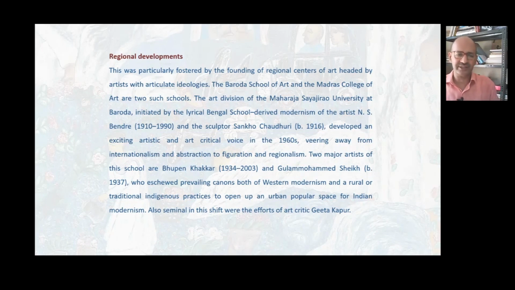Now, two major artists of this school are Bhupen Khakhar and Ghulam Mohammed Sheikh, whose artworks we are going to look at in our next lecture, that is the 15th lecture. I am just giving an introduction to that scenario today. And these artists also eschewed, that is, avoided, the canons of both Western modernism and rural or traditional indigenous practices, to open up an urban popular space for Indian modernism and also an individual take on Indian modernism.